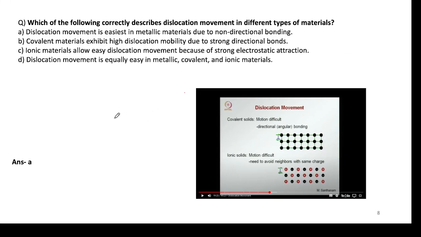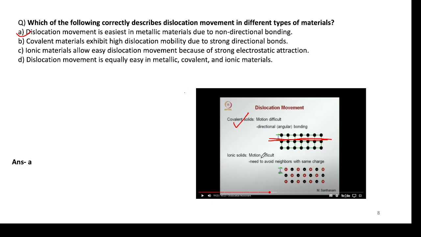Okay, let's see the answer. Answer A is correct: dislocation movement is easiest in metallic materials due to non-directional bonding. Here you can see the example. Let's say you want to dislocate this plane. However, due to the directional nature of covalent bonding, we require a high amount of energy to break these bonds. Hence, covalent bonds will require a high amount of energy to create a dislocation.